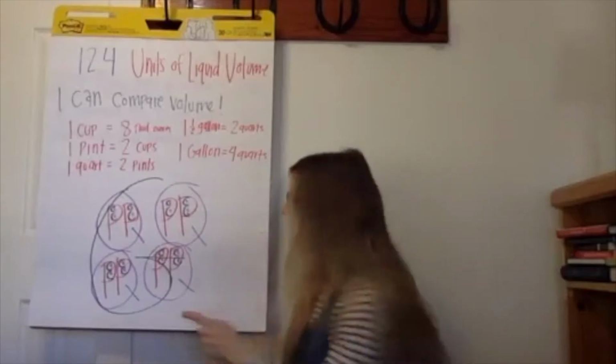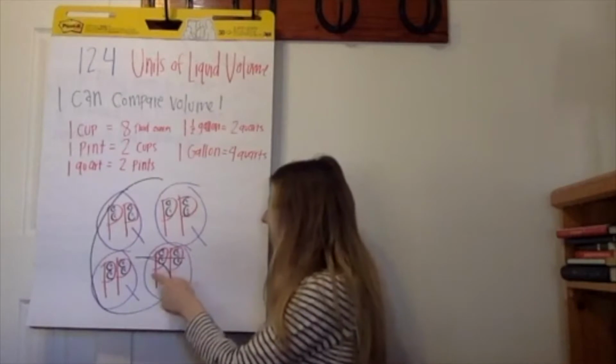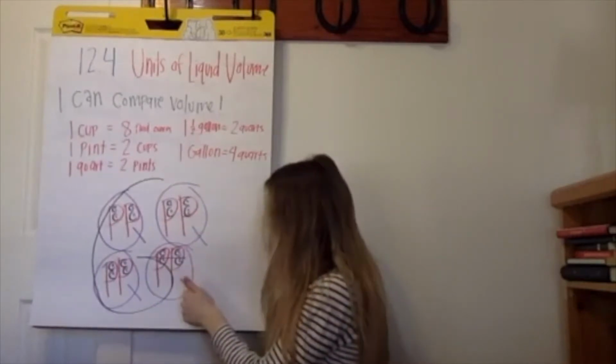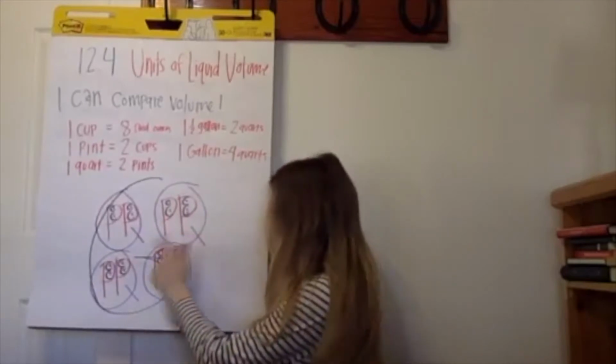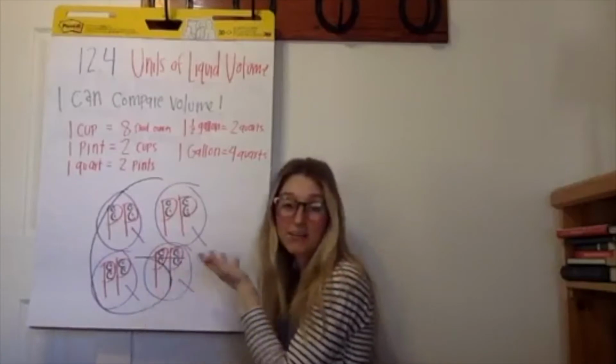Or I could even go smaller. So if I look at one quart, how many pints are in a quart? Well, there's 1, 2. 2 pints in a quart. How many cups are in a quart? We look at our quart, and there's 1, 2, 3, 4. There's 4 cups in a quart.